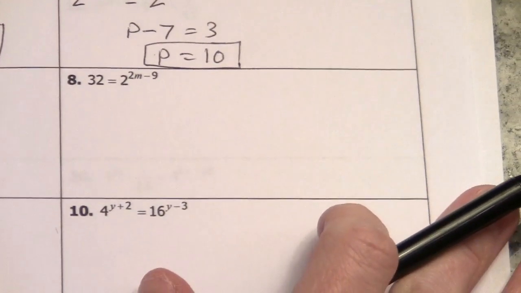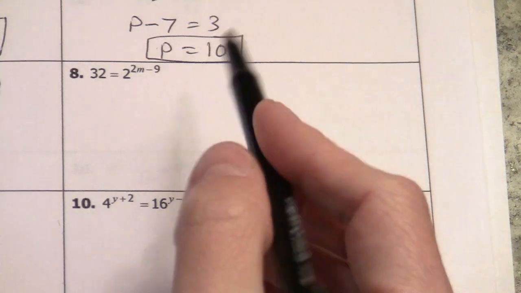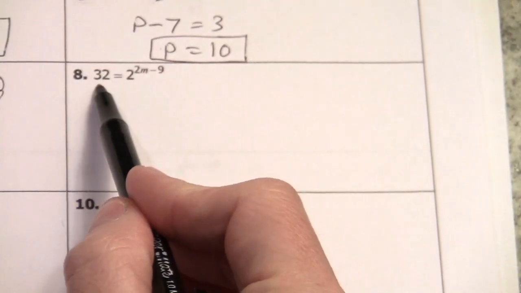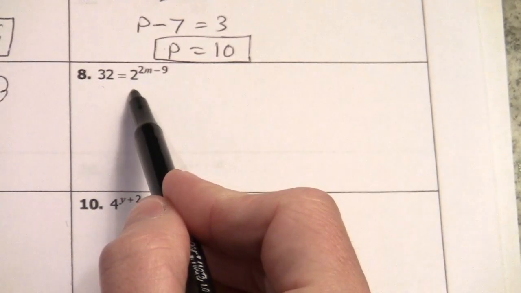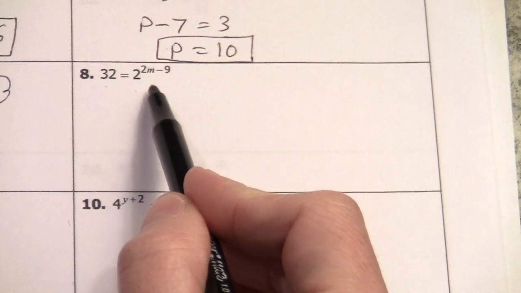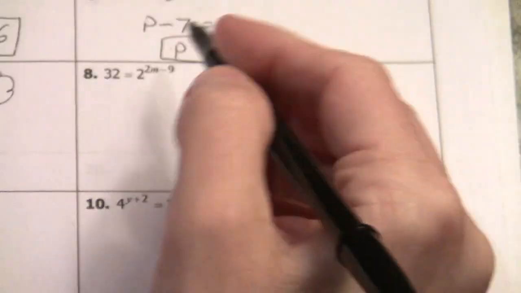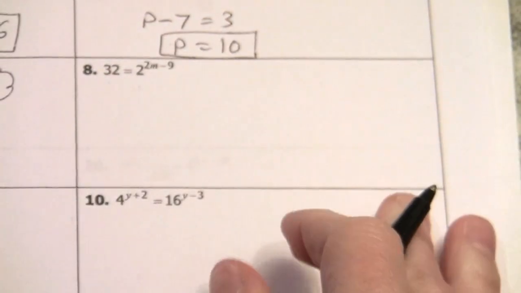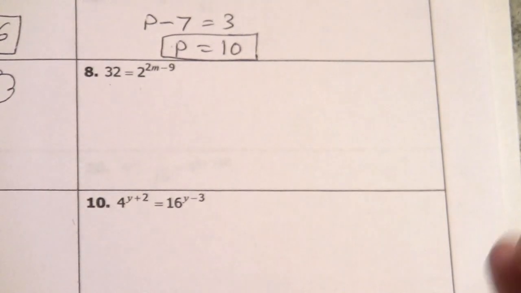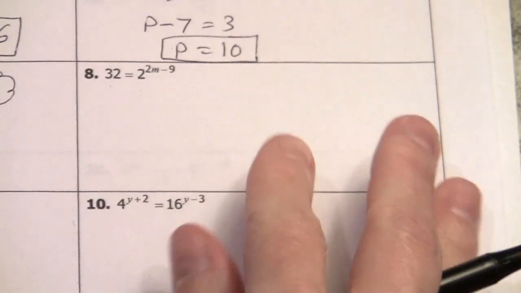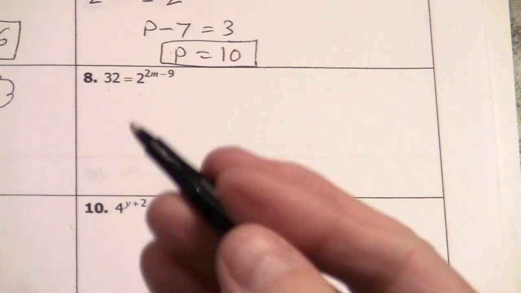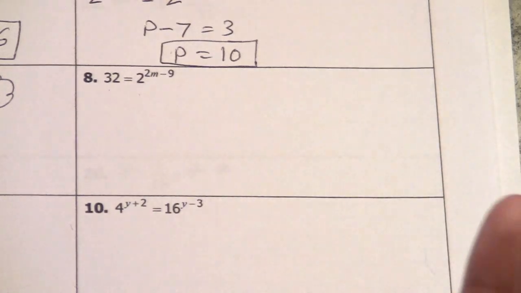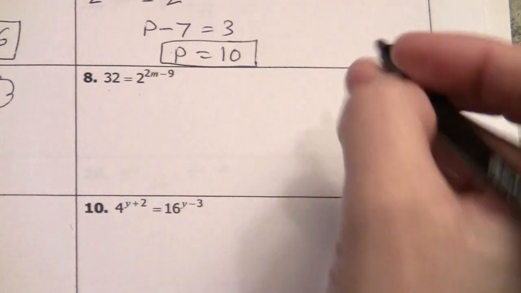All right. Here we go, getting into some bigger numbers now. 32 equals 2 to the 2m minus 9 power. This 32 has to change to 2 to something power. So this is where you would play around on your calculator, plug in some numbers until you figure out 2 to what power is 32, especially if you don't have those memorized.